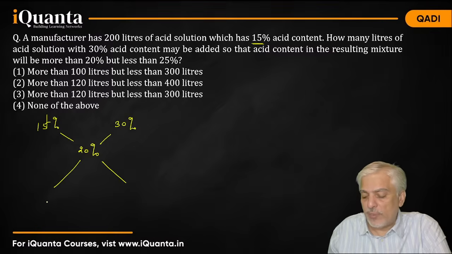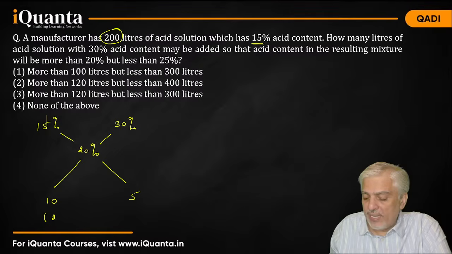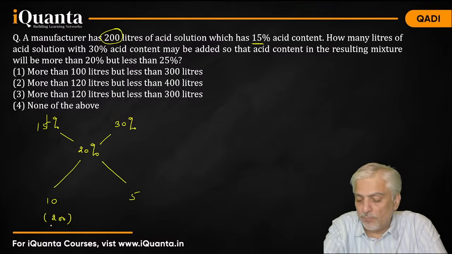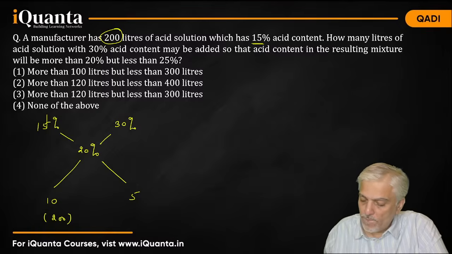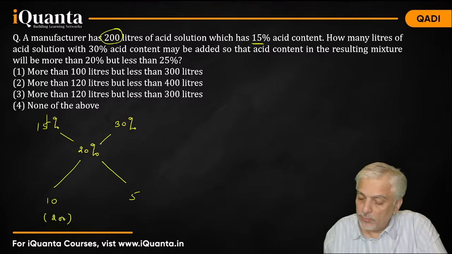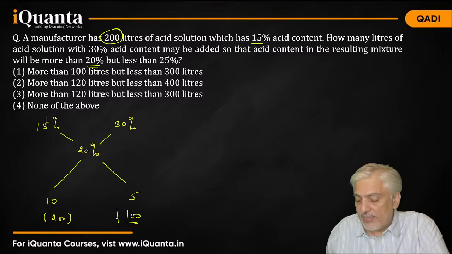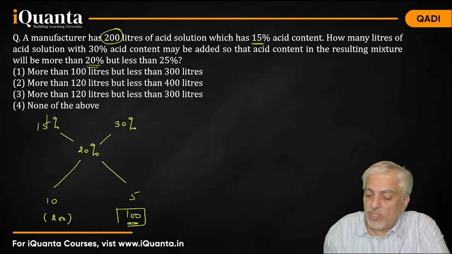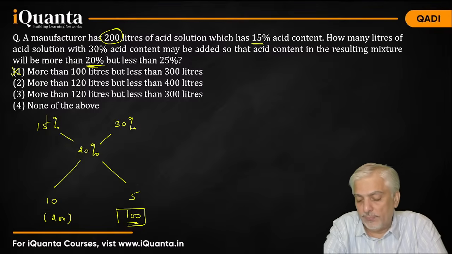So this will be 30 minus 20, 10. 20 minus 15, 5. This was already 200 liters. So 10 parts is 200 liters. Okay, have I made some error? Let me check. It will be more than 20%. So we should understand that if 10 parts is 200, 5 parts will be 100. Now understand 100 will not satisfy. Why will 100 not satisfy? Because we want it to be more than 20. So 100 will not satisfy. So first option is out.